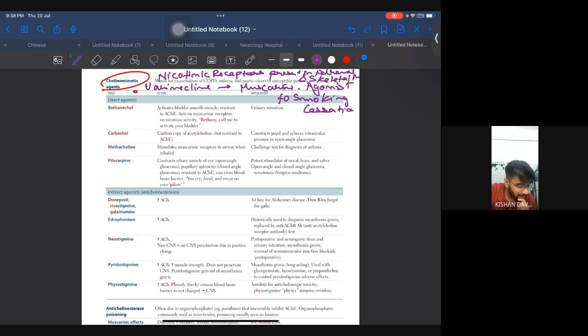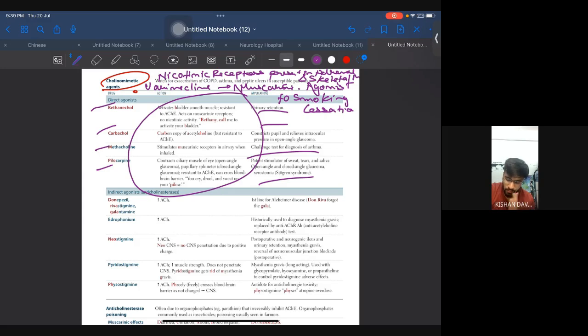And another thing is, these are the drugs. Remember this and remember this. You have to remember, you don't have any other option. Methacholine for asthma, pilocarpine for cystic fibrosis. So try to recollect when you are reading about each and every drug.